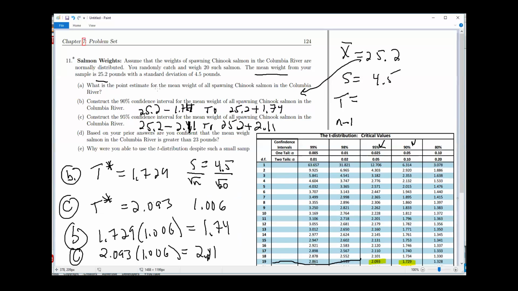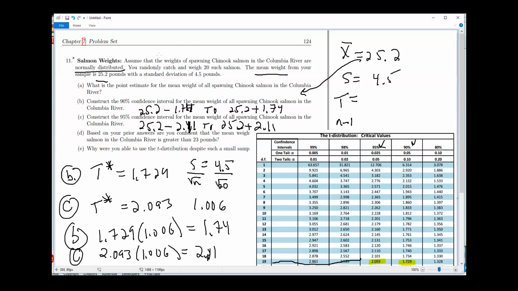And the reason I was able to use the t-distribution with a small group is that they're telling me the distribution is normally distributed. That's what lets me apply the central limit theorem. So I hope that helps you calculate this kind of confidence interval.